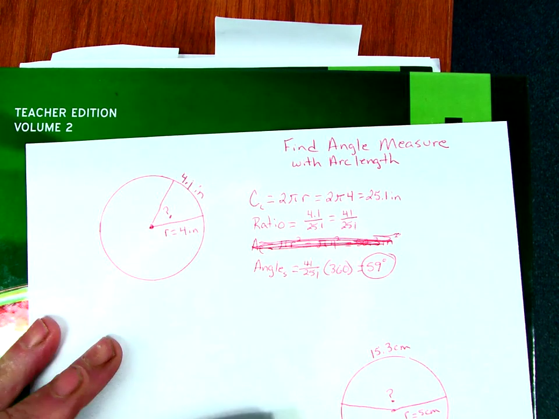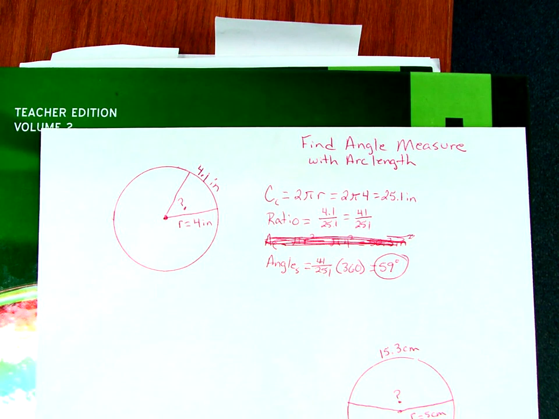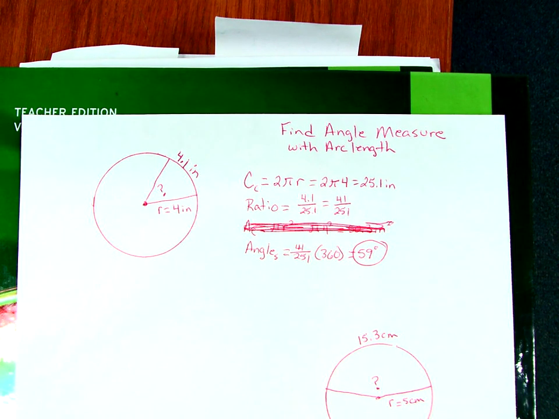59 degrees. Please forgive me for doing this area. I'm thinking about the next assignment on the other side of this sheet.